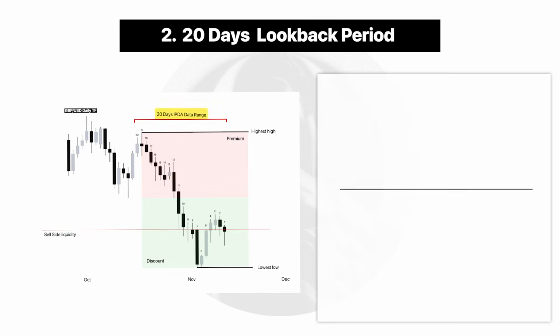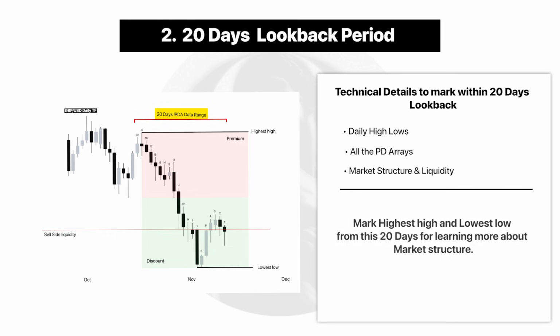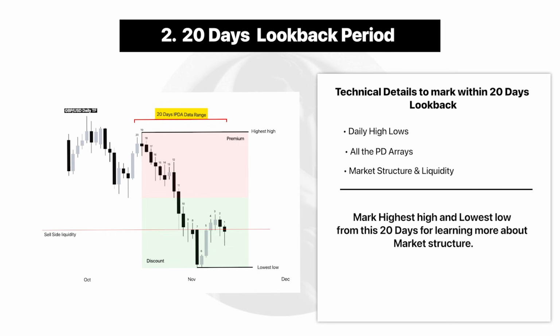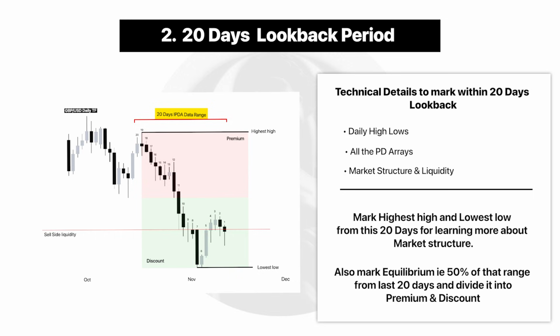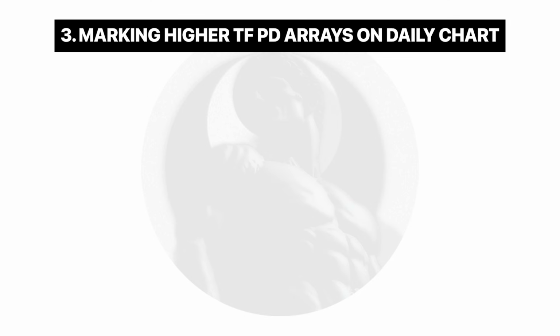Next is 20 days look back period. I apply a 20 days look back on the daily chart. That basically means borrowing technical details from the last 20 days, daily high lows, all the PD arrays, market structure and liquidity. We have to come up with the highest high and lowest low from these 20 days and mark it on our chart for liquidity and learning more about market structure. We also mark equilibrium, that is 50% of the range from the last 20 days, and divide it into premium and discount. Our next step is marking higher time frame PD arrays on daily chart.